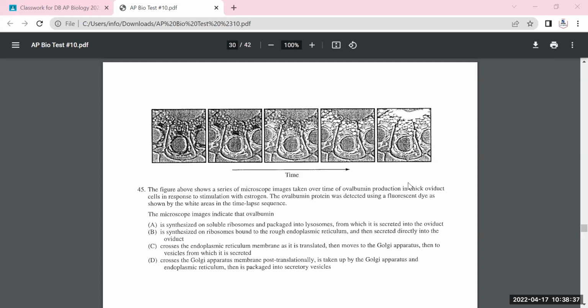Yeah, I don't think A and B work. C: crosses the endoplasmic reticular membrane as it is translated, then moves to the Golgi apparatus and to vesicles from which it is released. I don't know, you can't really see from this picture. It does kind of look like it, right? Rough ER, right? Vesicles kind of going to the membrane, right?